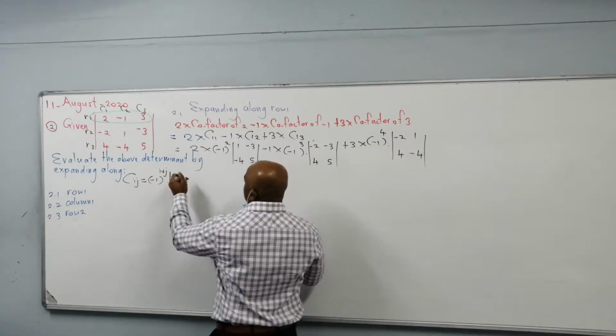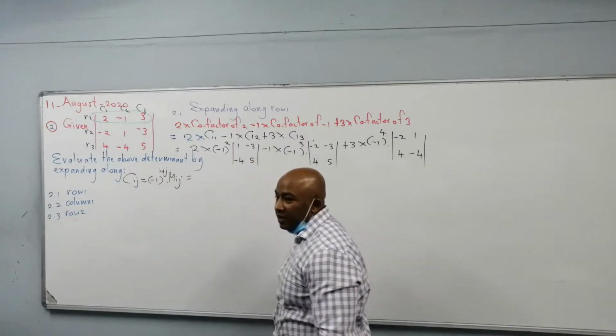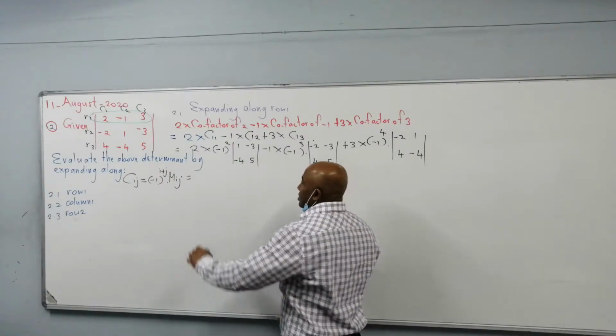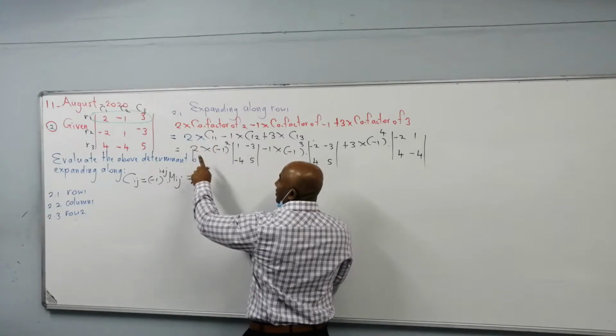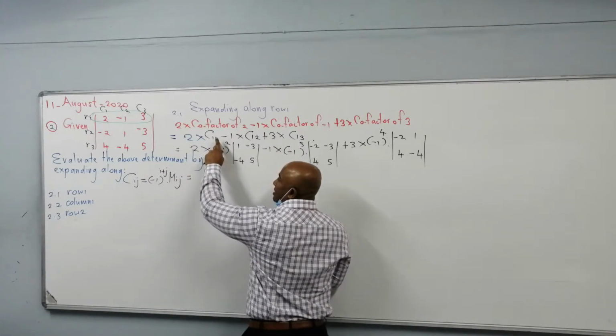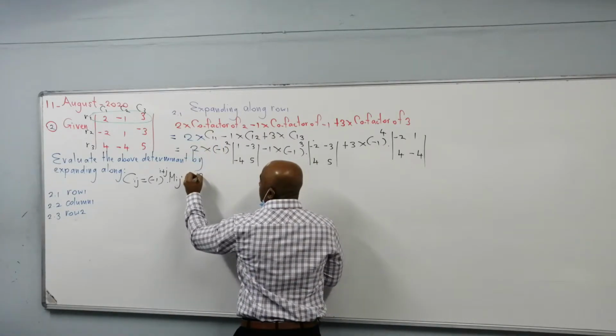So now, let's evaluate this. We need to make sure we don't make any silly mistakes here. So we got minus 1 squared. This is how you work it out. To work this out first, minus 1 squared is 1 times 2 will be 2.